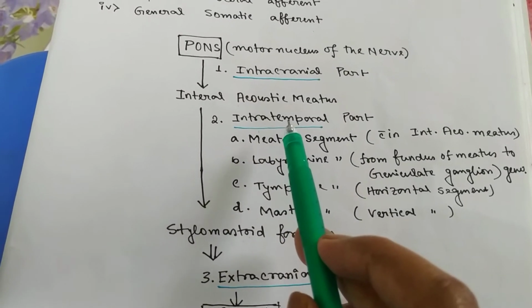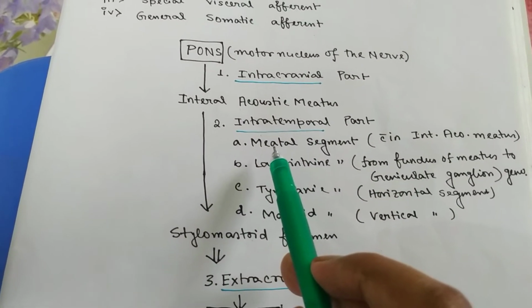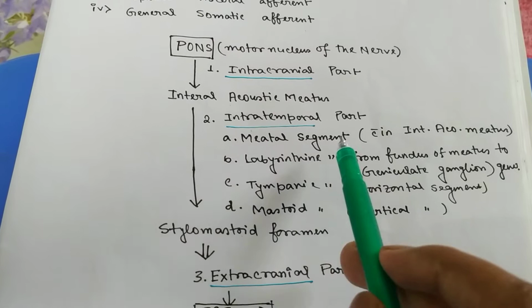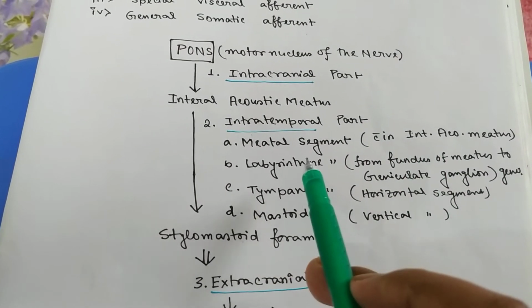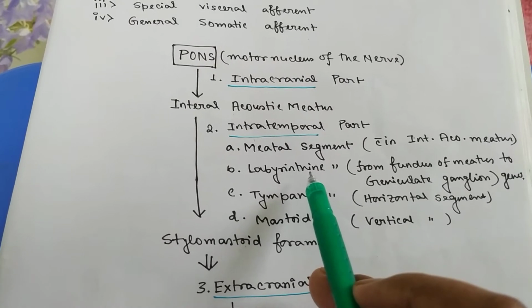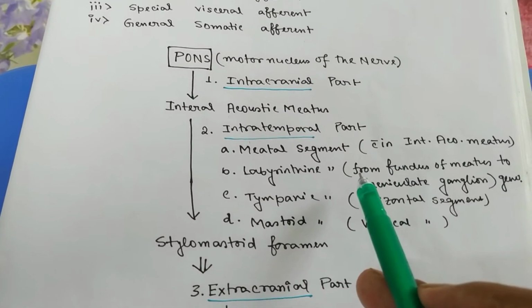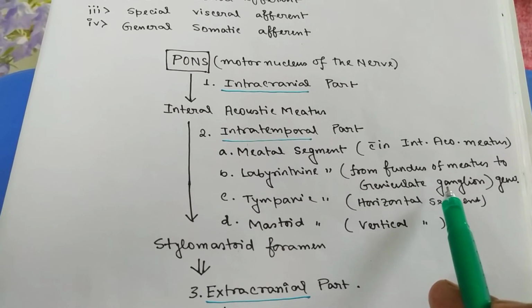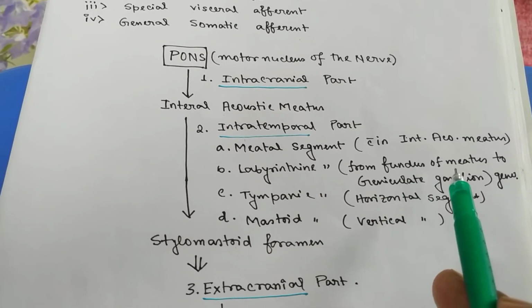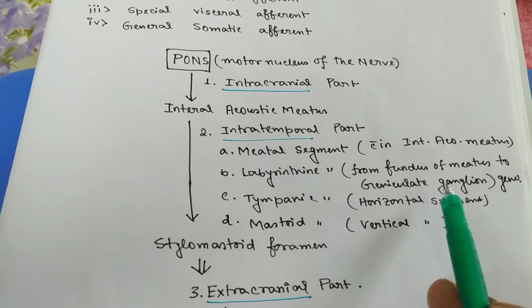In the intratemporal part, it has four segments: meatal segment, which is confined within the internal acoustic meatus. The labyrinthine segment, which is also called the bottleneck of facial nerve, is from fundus of meatus to the geniculate ganglion, a ganglion located near the first genu of the canal.